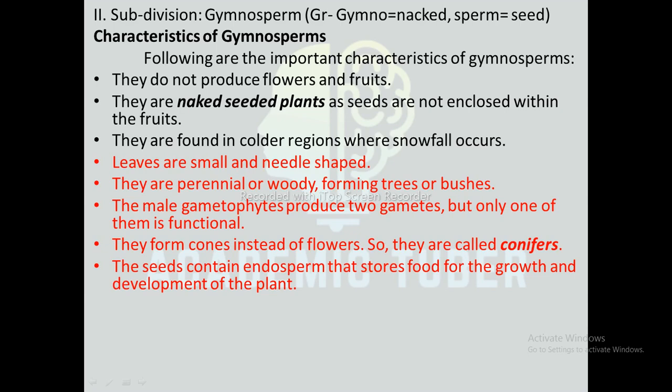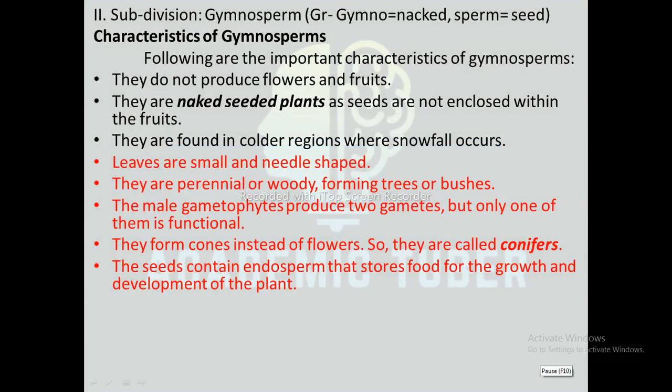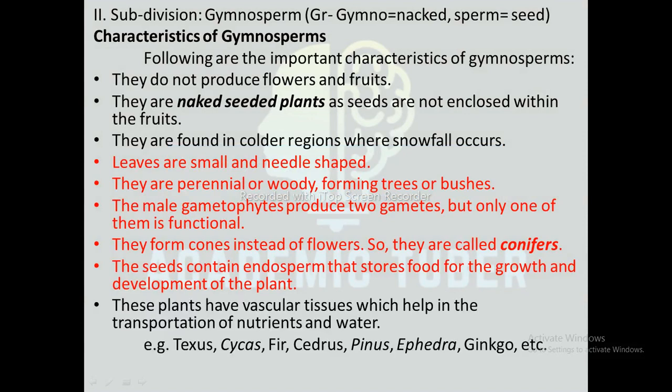The male gametophytes produce two gametes, but only one of them is functional. They form cones instead of flowers, that's why they are known as the conifers. The seeds contain endosperm, that is food for the growth and development of the plants. These plants have vascular tissue which helps in the transportation of nutrients and water. Examples of gymnosperm are Taxus, Cycas, Fir, Cedrus, Pinus, Ephedra, Ginkgo, etc.